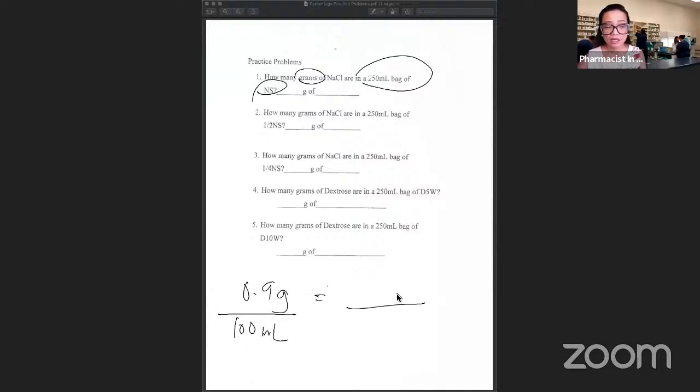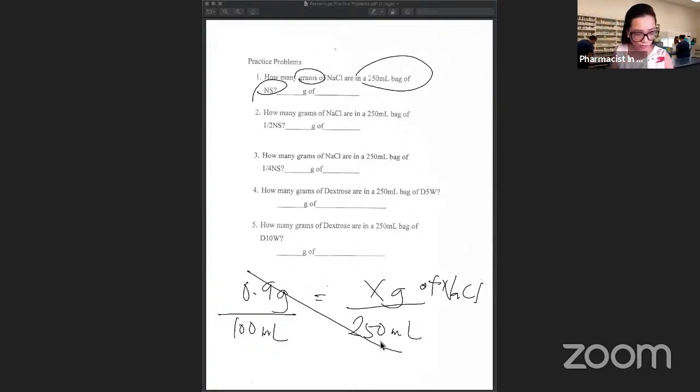Okay? But your bag is not 100 ml. Your bag is 250 ml. So this is your X grams. Okay. Don't forget, this is sodium chloride, not normal saline, because if you put normal saline, I will mark you wrong. You're just being asked of the solute. So cross multiply. Let's do this. 0.9 times 250 equals 225, divided by 100 would be 2.25 grams of, what will be here? Sodium chloride, not normal saline. So if you're asked how many grams of solute, it's only the salt being asked of you, not the solution.